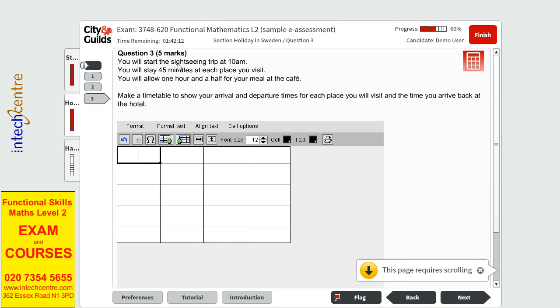They want us to start the sightseeing trip at 10 a.m. You will stay 45 minutes at each place you visit. You will allow 1 hour and a half for your meal at the cafe. Make a timetable to show your arrival and departure times for each place you will visit and the time you arrive back at the hotel. So we start the sightseeing trip at 10 a.m.